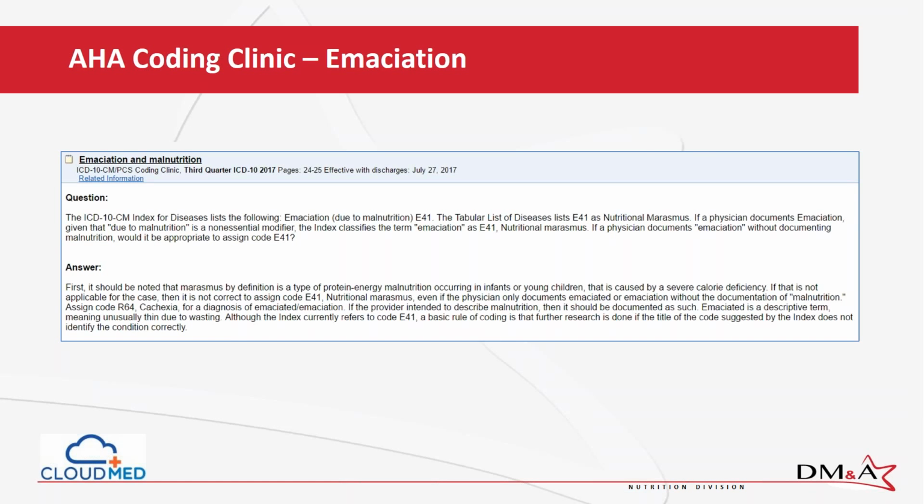The next one is emaciation, and we see that physicians may document that a patient is emaciated, and that isn't an index term in our code book. If we look up that term, again, a non-essential modifier, meaning the physician could or could not use the terms associated with it, and that is due to malnutrition. In our index, it actually leads us to E41, which is nutritional marasmus, which has MCC status, whether or not the physician said it was due to malnutrition, or whether it was severe, or if it was nutritional marasmus.